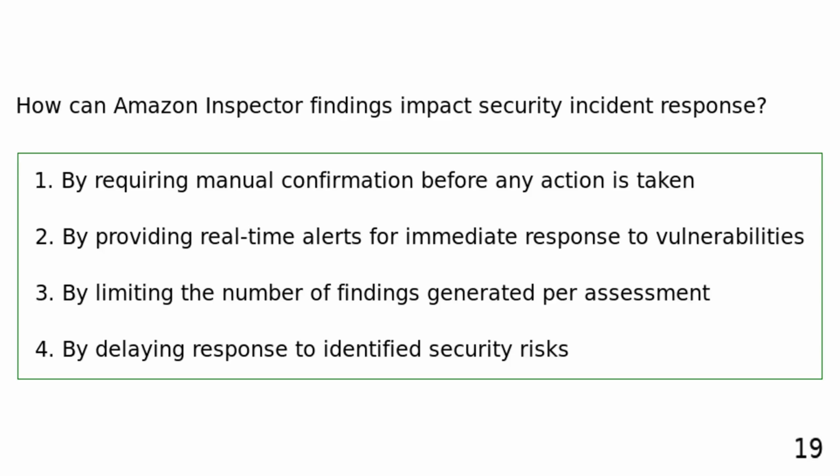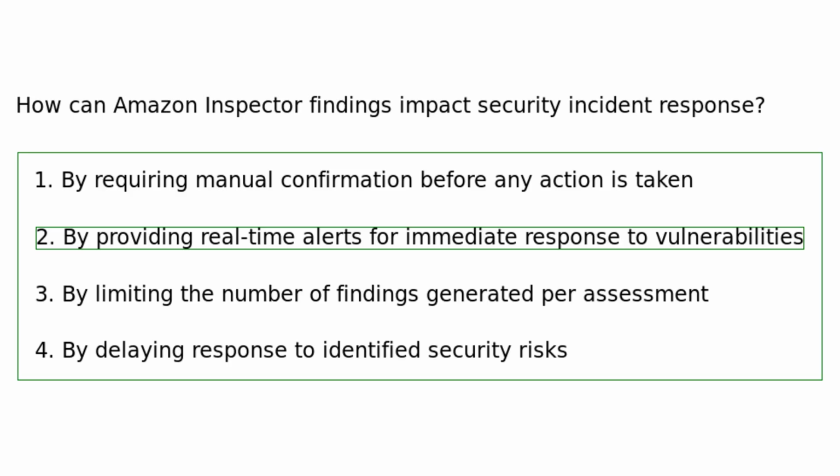How can Amazon Inspector findings impact security incident response? By requiring manual confirmation before any action is taken. By providing real-time alerts for immediate response to vulnerabilities. By limiting the number of findings generated per assessment. By delaying response to identified security risks. Amazon Inspector findings can impact security incident response by providing real-time alerts for immediate response to vulnerabilities, allowing for timely mitigation actions to address security risks.